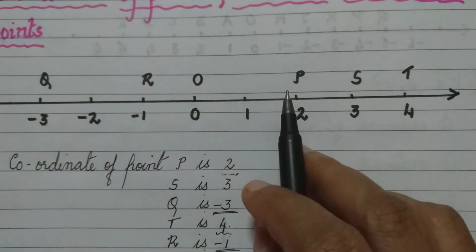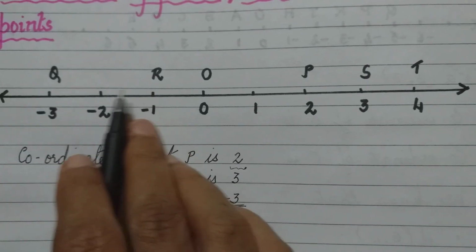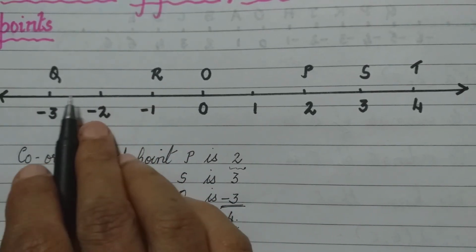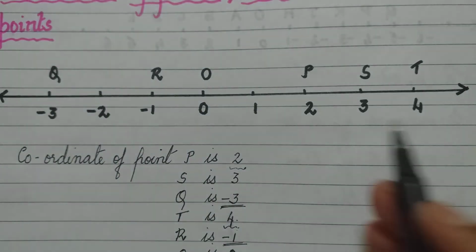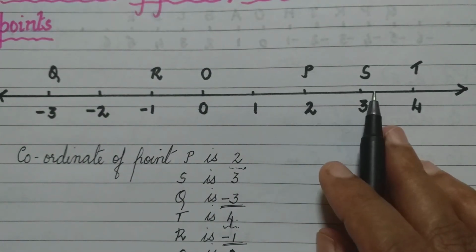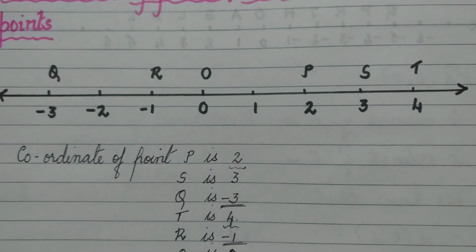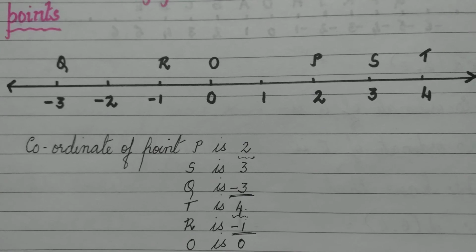Can we confirm it? We'll look at the points R and Q. What is the distance between them? 1 unit and 2 units. So therefore the distance is 2. This distance between the points P and T, here there is 1 unit and then 2 units. So the distance between the points P and T is 2 units.